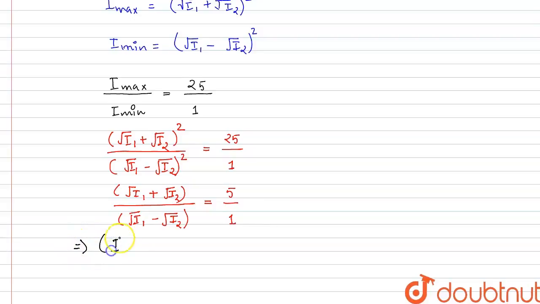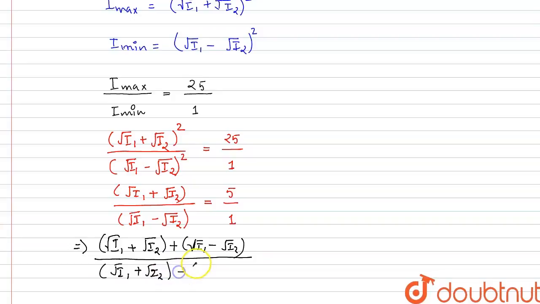Here it will be root I1 plus root I2 plus root I1 minus root I2 divided by root I1 plus root I2 minus of root I1 minus root I2. And on this side, what will be the equation? 5 plus 1 divided by 5 minus 1.